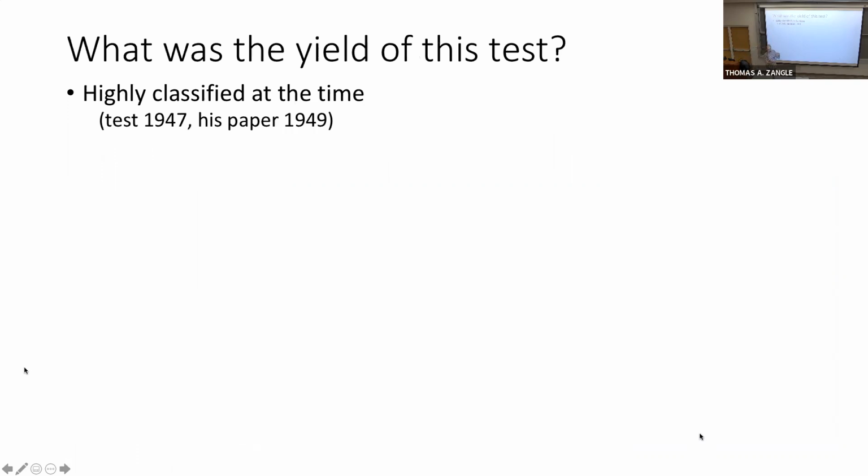So the question was, what was the yield of this Trinity bomb test? This is the thing that Taylor was trying to figure out. It was classified at the time. He put out a paper on this in 1949, and the test was done in 1947.